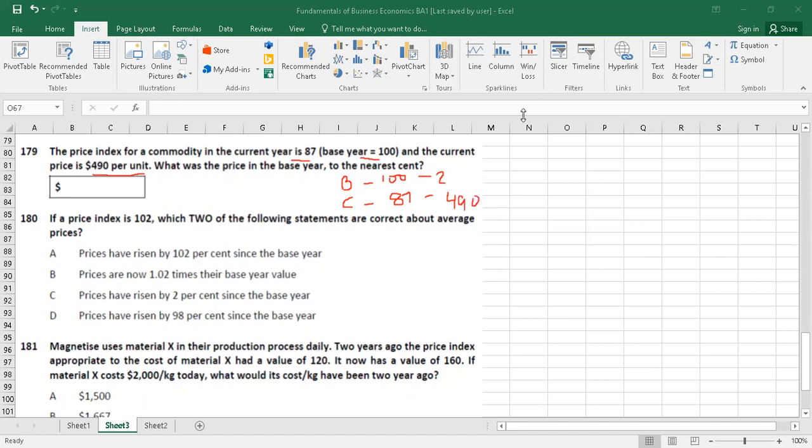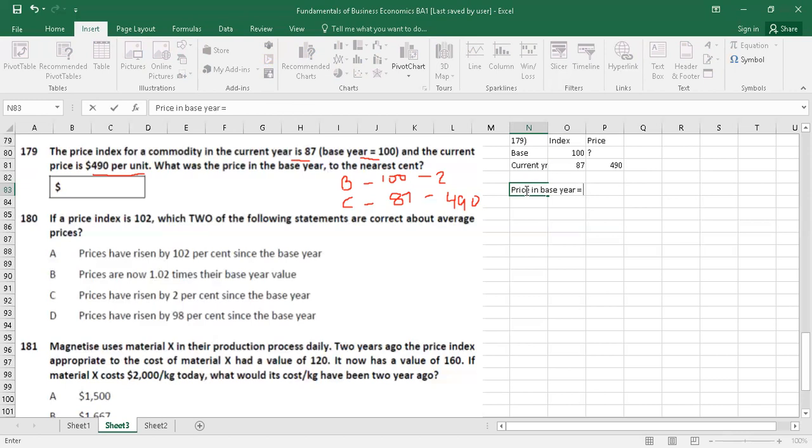I will also write this calculation here so that it will be there. Question number 179. Base year is taken to be as 100 and this is price. In the base year, the price was, don't know. The current year, when it is at 87, the price stands at 490. Do the cross multiplication. So price in base year is equal to 490 into 100 divided by 87.